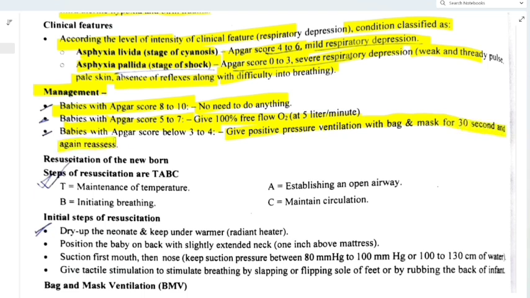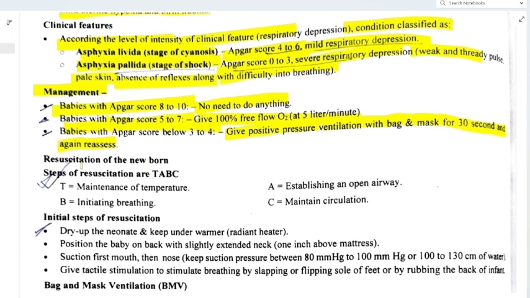again reassess. So first, if Apgar score is between 8 to 10, then it is a normal condition, so no need to do anything. If Apgar score is 5 to 7, then give 100% free flow oxygen at 5 liters per minute. And if it is 3 to 4, then give positive pressure ventilation with bag and mask for 30 seconds and again reassess. So up to this all is clear, I hope.